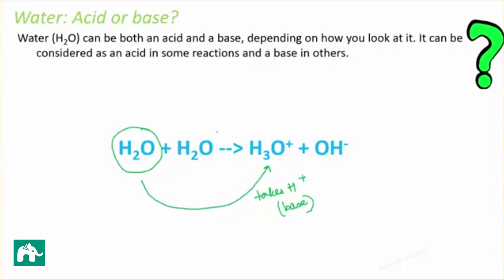But when you look at this other water molecule, what's happening? This water molecule is giving out H plus ions, right? And that's the H plus ion which the first water molecule is accepting. But this water molecule is releasing H plus ions. Therefore, this is behaving like an acid. So in this one reaction, one water molecule is behaving like a base because it is accepting the hydrogen ion released by the other water molecule, and the other water molecule is behaving like an acid. That is why it is said that it all depends on how you look at it.